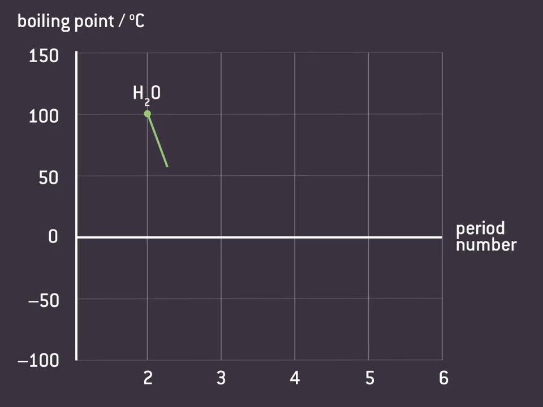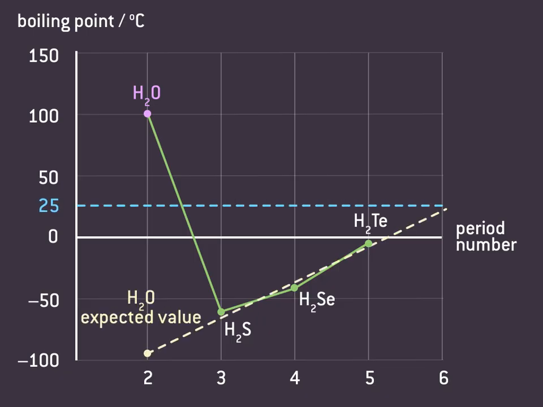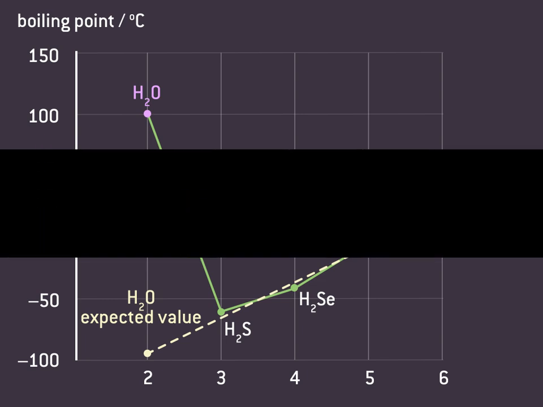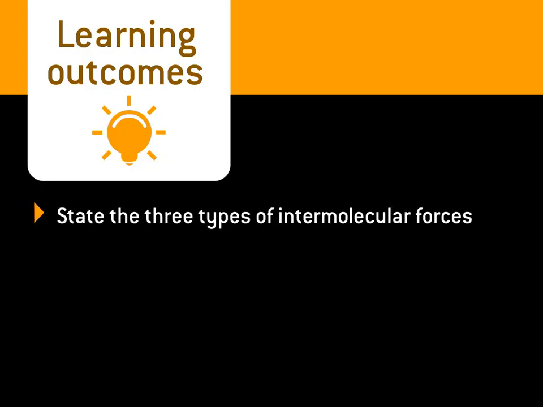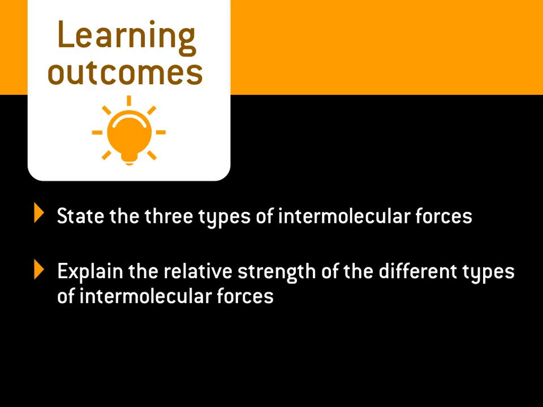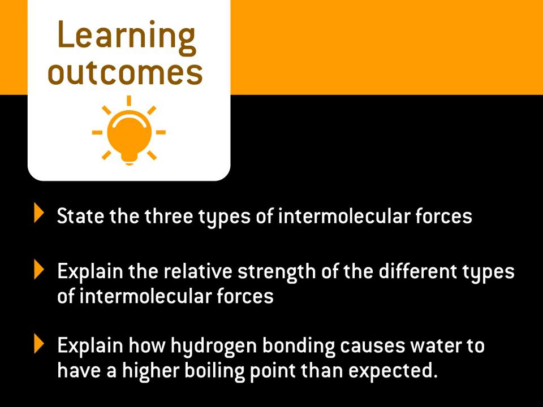Why is hydrogen bonding so important? If we examine the boiling points of the group 6 hydrides, we can see that the value for water is anomalous. We would actually expect water to be a gas at standard temperature and pressure. So why isn't it? To understand this, we need to state the 3 types of intermolecular forces, explain the relative strength of the different types of intermolecular forces, and explain how hydrogen bonding causes water to have a higher boiling point than expected.